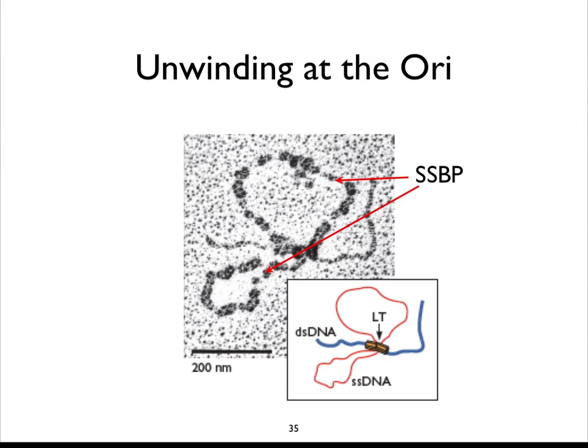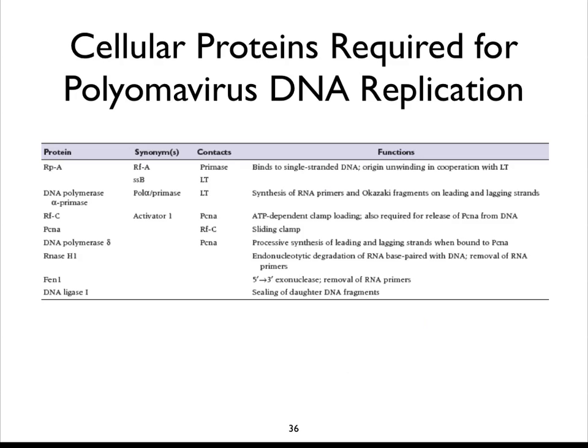It depends on the virus. So in this case, we're looking at something coming from the host, and in other cases, it'll be the virus. There are a bunch of cellular proteins that are important for this, and we've described them to some extent for now. I will go into them in a little bit more detail as we go through replication. And the ones that we haven't talked about are RNase H, an endonuclease that removes the RNA primer, Fen1, which is an exonuclease, which helps to remove these guys, and DNA ligase that seals the DNA fragments.